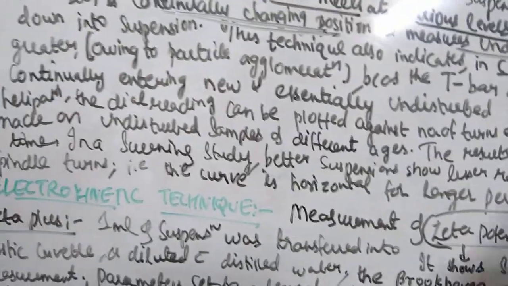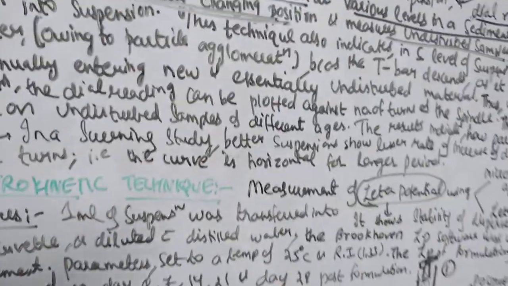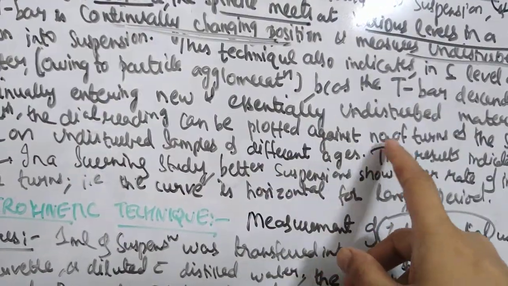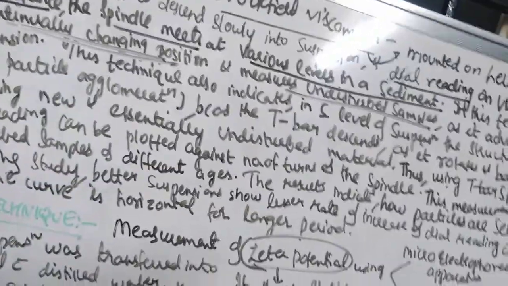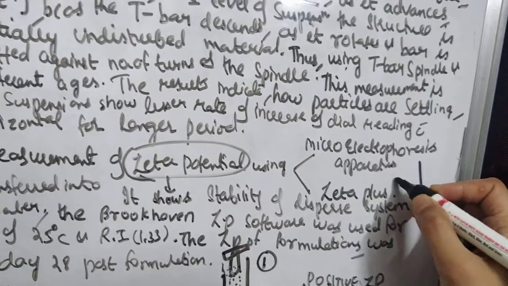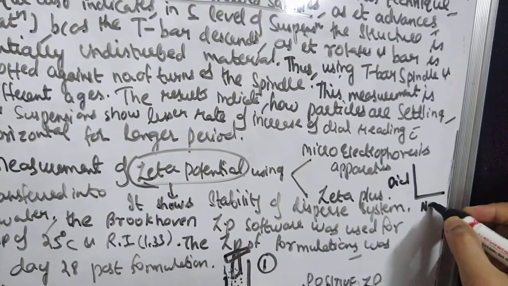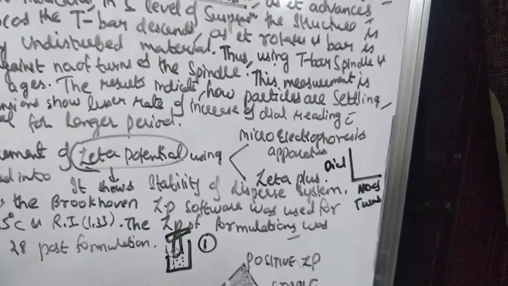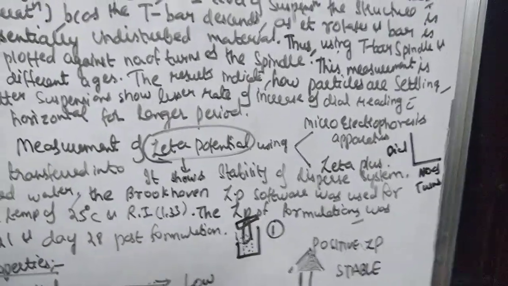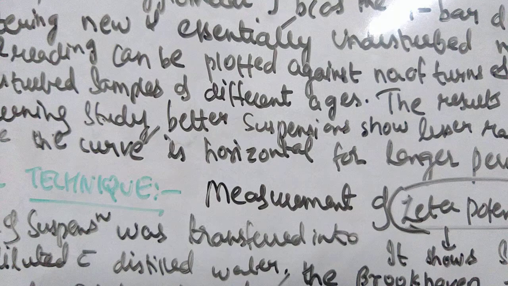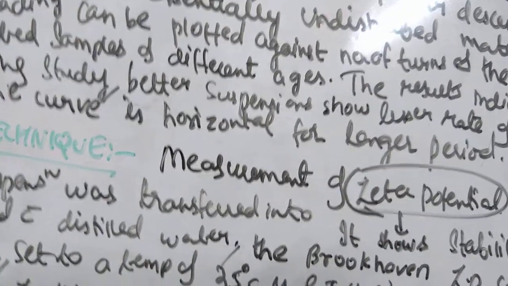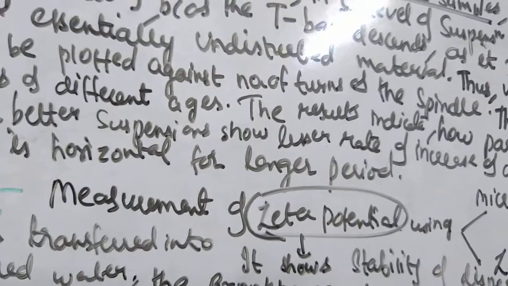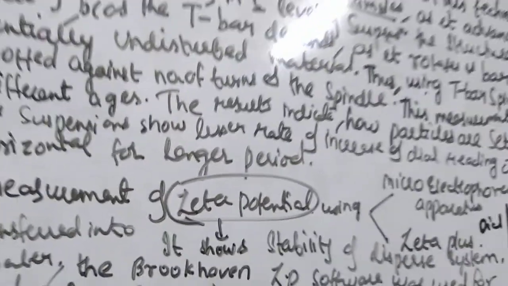Thus, by using the T-bar spindle and the helipath, the dial reading can be plotted against the number of turns of the spindle. To get an estimation, or when you want to compare different samples, you can plot a graph between the dial reading and the number of turns of the spindle. You can use this data on variously aged samples and stored samples. That data will indicate whether undesired changes are taking place or not.